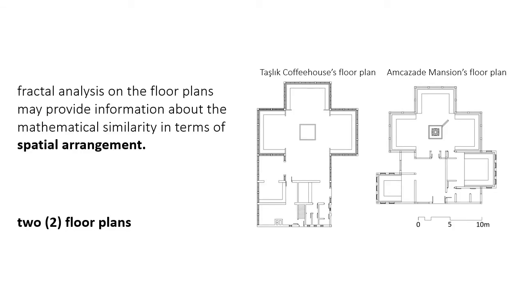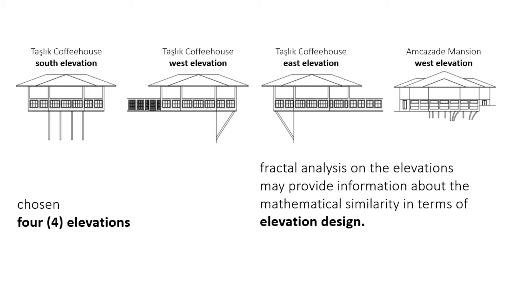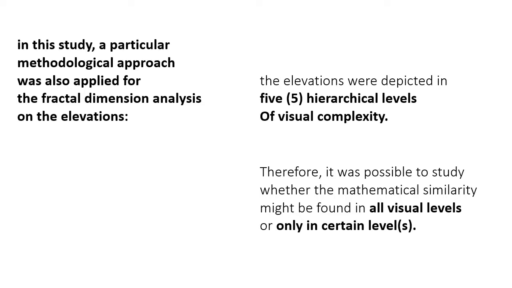Fractal analysis on the floor plans may provide information about the mathematical similarity in terms of spatial arrangement. There are two floor plans which were drawn and calculated in this study. Meanwhile, fractal analysis on the elevations may provide information about the mathematical similarity in terms of elevation appearance. There are 4 elevations in this study. However, a particular methodological approach was applied to analyze the elevations. The elevations were depicted in 5 hierarchical levels of visual complexity. This was meant to investigate whether the similarity might be found in all visual layers or only in certain layers.